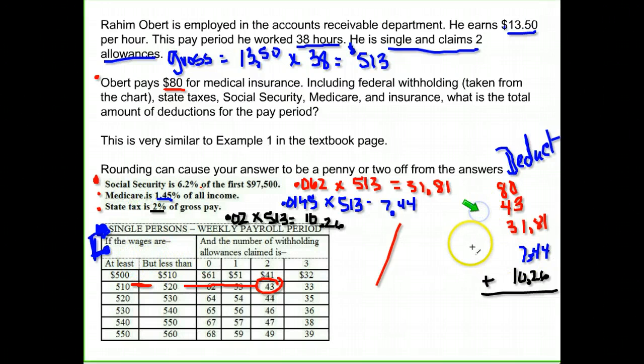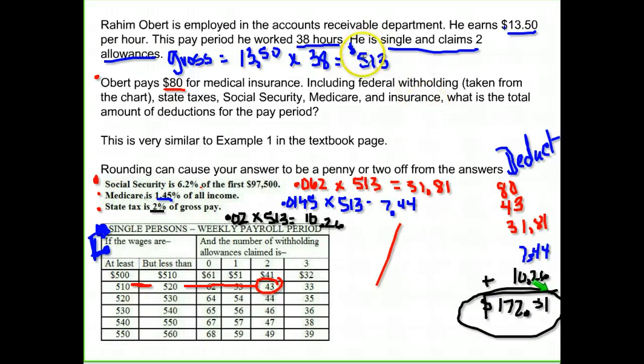So all they wanted was the total of the deductions, so let's total those up. Let's add 80 plus 43 plus 31.81 plus $7.44 plus $10.26. And that gives me a total of $172.51 that's being deducted. Now, if they wanted the net pay, I would go ahead and subtract that from his gross pay. But all they wanted to know was what are the total deductions, and there we have it right there.